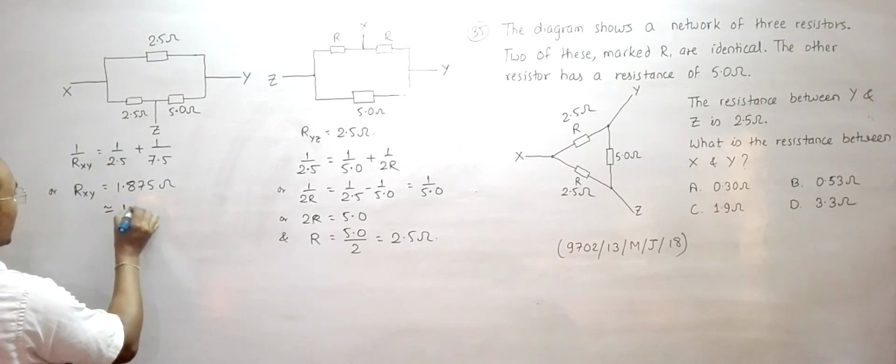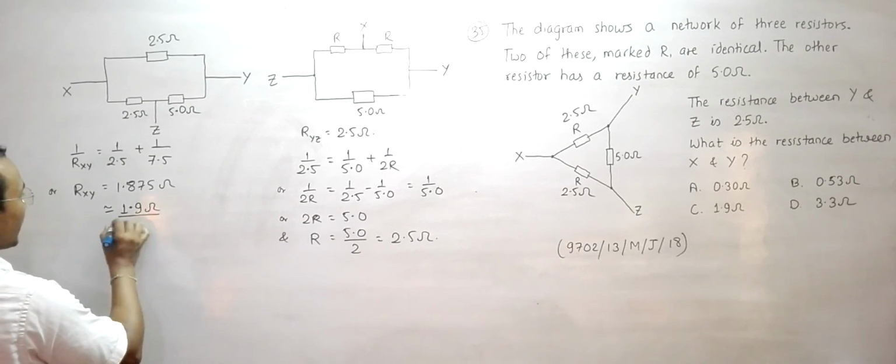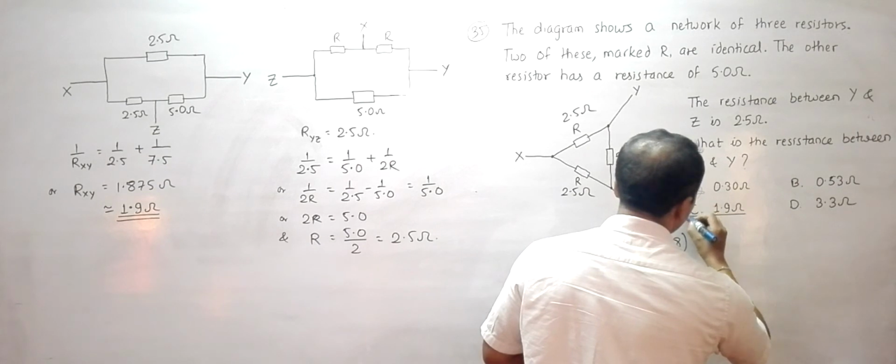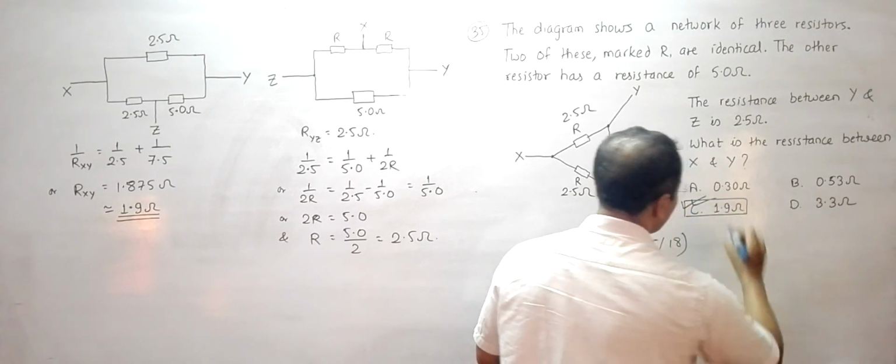If I go through the choices here, the nearest answer is C. It is nearby 1.9 ohm, and my answer will be C, 1.9 ohm. So this should be the correct choice.